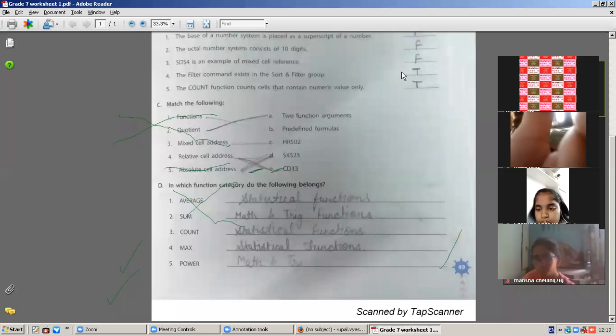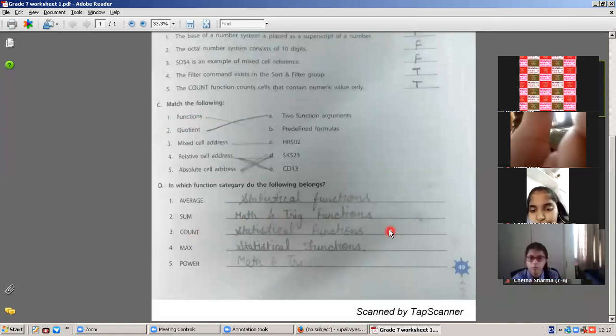So we can see this screen. Then we have the count function, that is also a statistical function. Then max is also in that same category, and then we have the power, and that is a math and trigonometry function. So these are the answers.